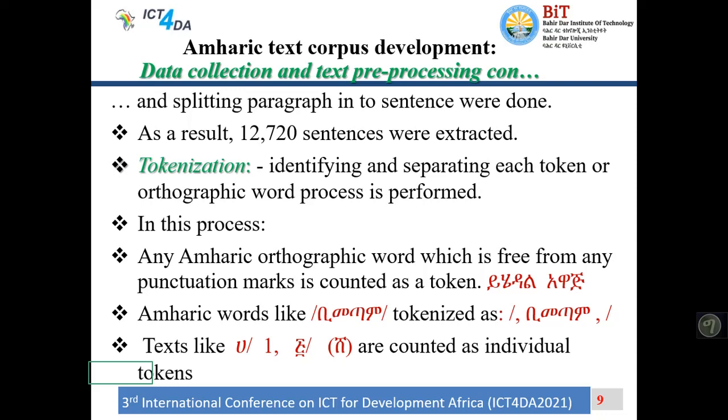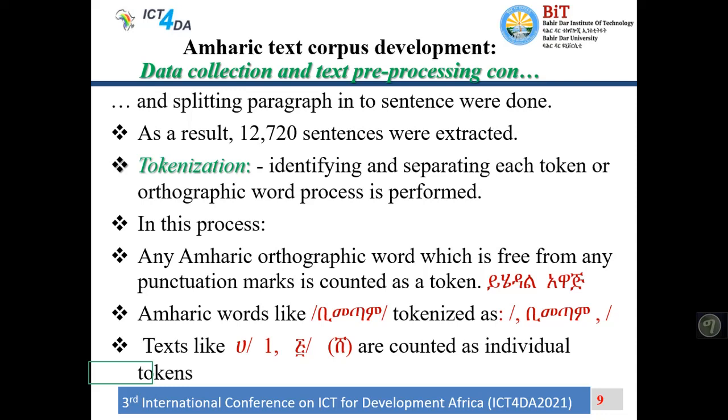In this process, any Amharic orthographic word which is free from any punctuation marks, in other words, any Amharic word separated by spaces and free from any punctuation marks, is counted as a token, like ይሄዳል, አዋጅ. Amharic words like slash ቢመጣም slash are tokenized as 3 tokens: slash, ቢመጣ, slash.